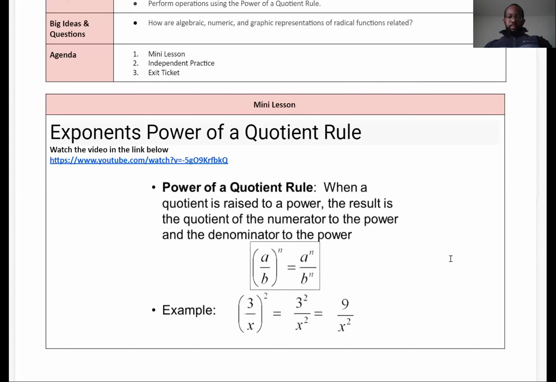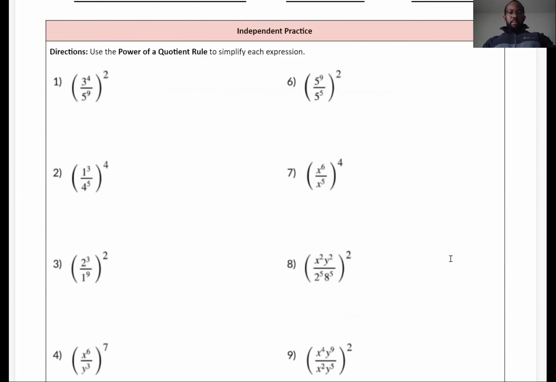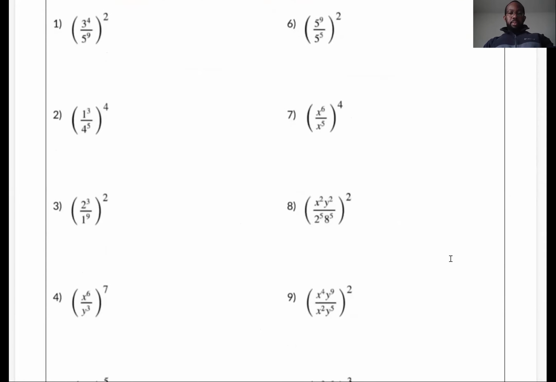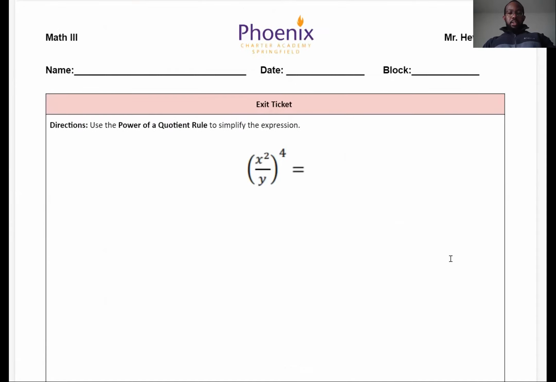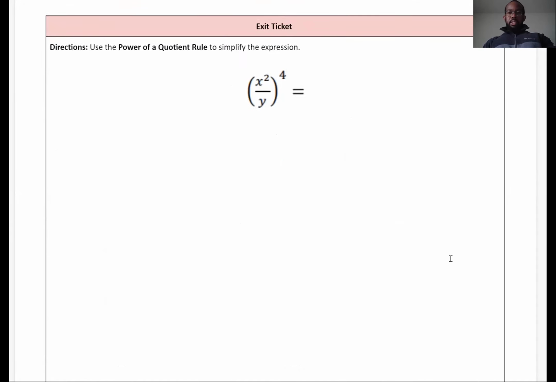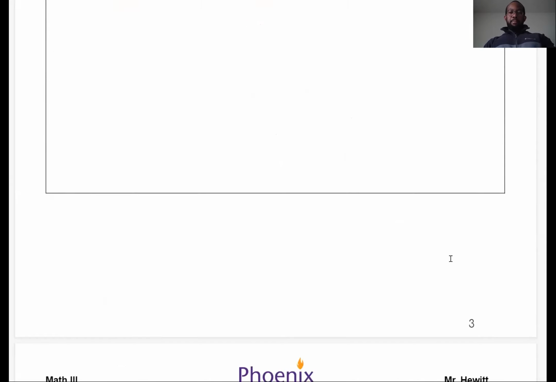I'm going to share my screen with you one more time, and we're going to finish looking at the student-facing document. Now you are going to get a chance to attempt the independent practice. You have 10 problems, and then you are going to do the exit ticket and submit it to Google Classroom so I can grade it and give you feedback.